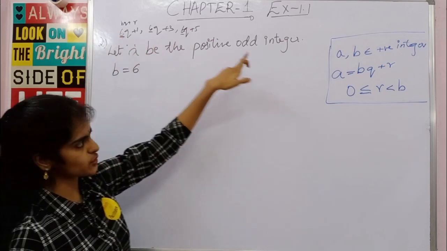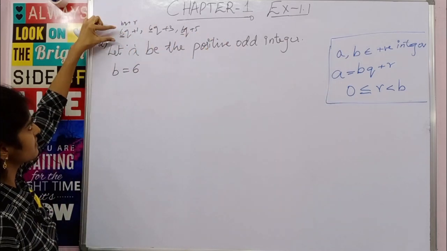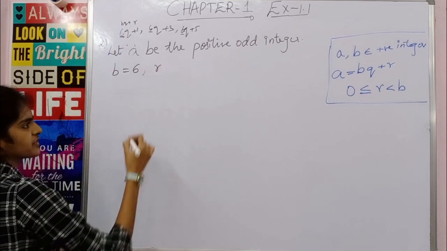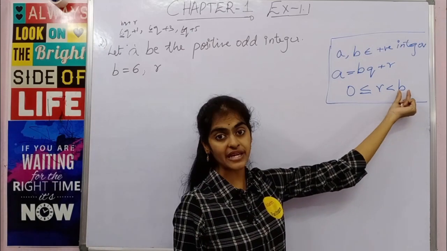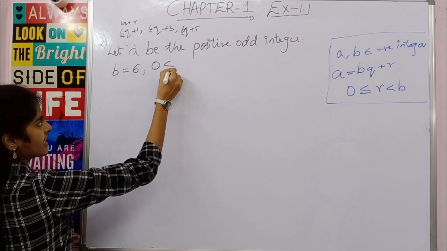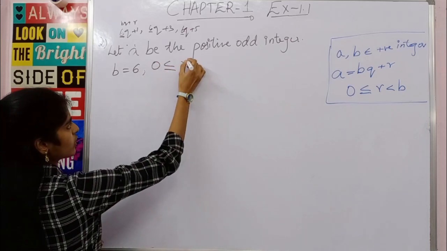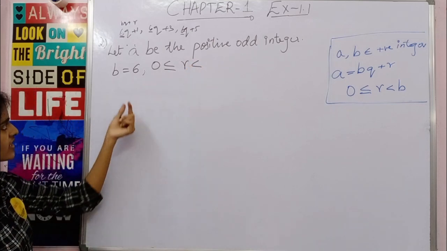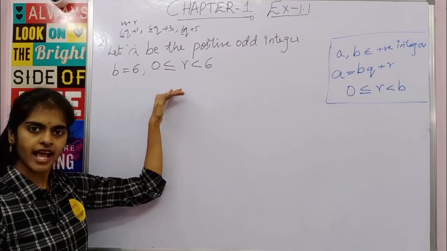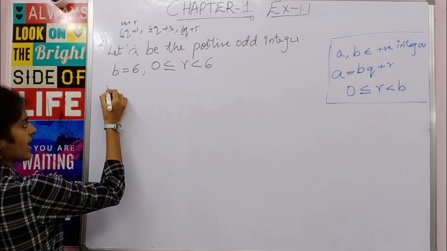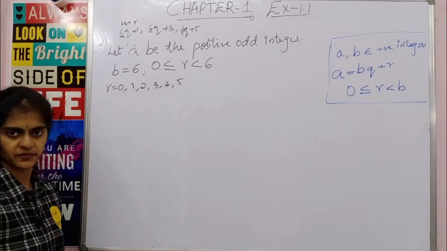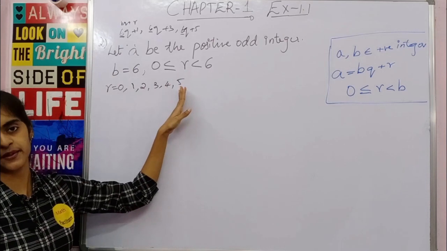Comparing these two, you can see it is of the form BQ plus R where B is 6. Clear? Now what is the value of r? You know that r should be less than b, right? So r can be equal to 0 or greater than 0, and it should be less than b. What is b in this case? It is 6. So that means r can take values 0, 1, 2, 3, 4 and 5. It should be less than 6, so you will stop at 5. Clear?